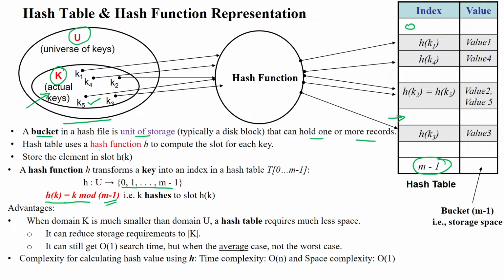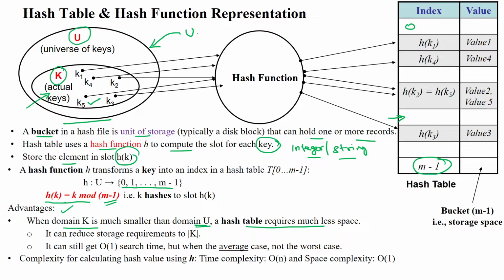The hash table uses the hash function h to compute the slot for each input key. Already I told you that the input key can be an integer or string or float, any value. So any value will act as an input key. The slot will store the element at h of k. The advantage of this hash function is that when the domain K is smaller than U, the hash table requires less space.